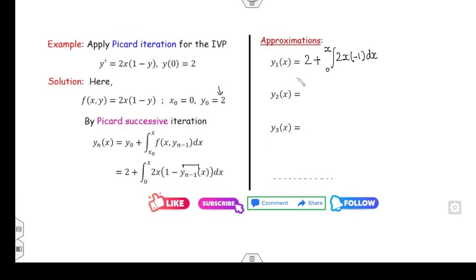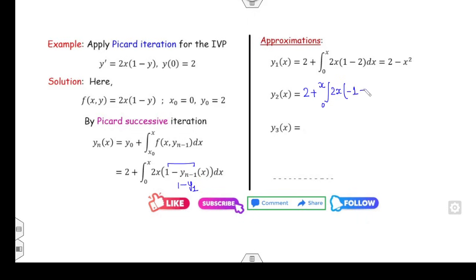So can you integrate them? That number will be 2. It will be minus x square. 2 and 2 will be cancelled from 0 to x. Answer is 2 minus x square. Fine. Can you find the value of y2? It is 2 plus the integral from 0 to x of 2x times (1 minus y1). This becomes 1 minus y1. If I substitute y1, answer will be minus 1 plus x square.